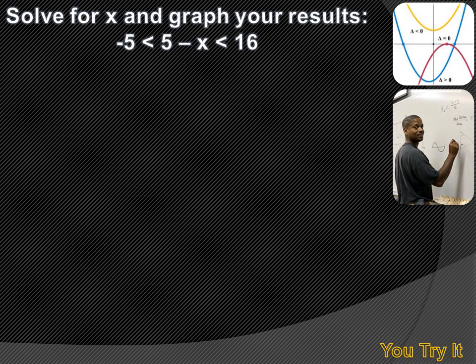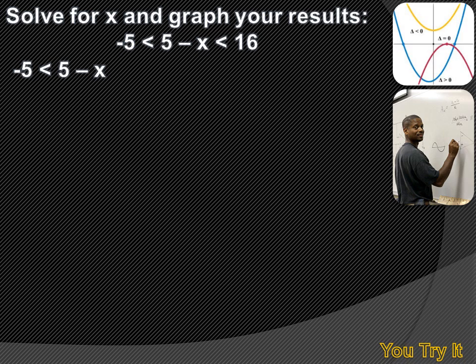Okay, this is a compound inequality, and I can see two inequalities. I can see that minus 5 is less than 5 minus x, and I can also see that 5 minus x is less than 16. So I want to solve each of those inequalities separately. I need to isolate the x, get rid of the 5, and get rid of that minus sign. Let's try the left side first.